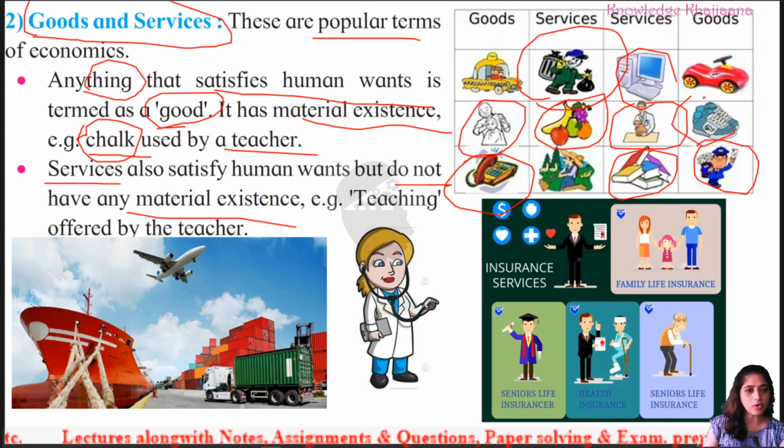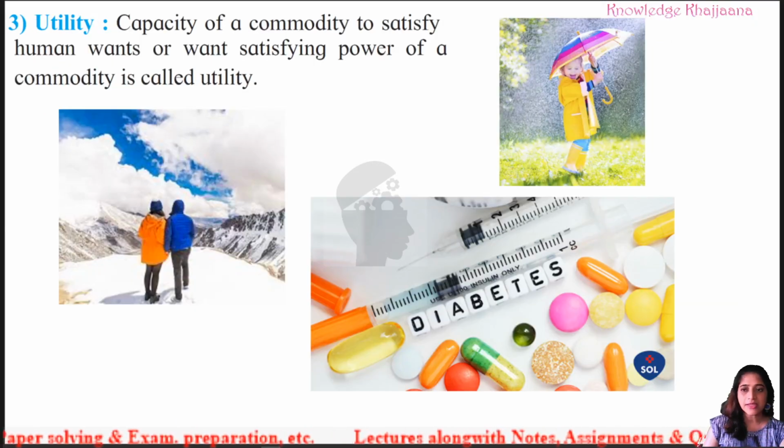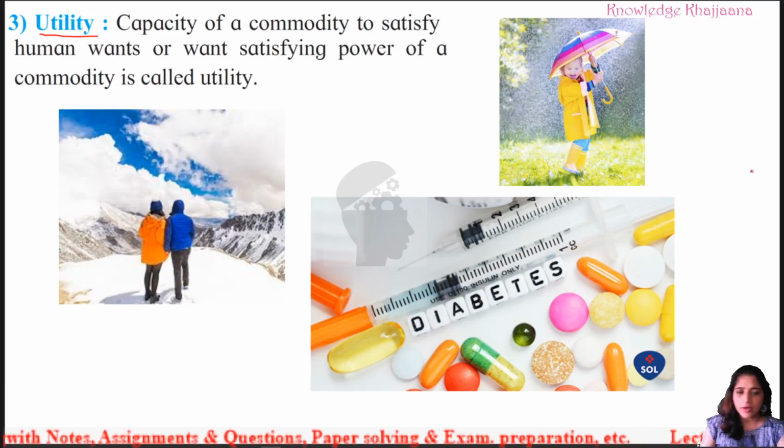Shoes is a goods. The next concept is utility, okay. Now we understand the concept of want, okay. We want something. Why do we want something? Because we have the feeling of lack of satisfaction, okay. When we have the feeling of lack of satisfaction, then we want something, okay.